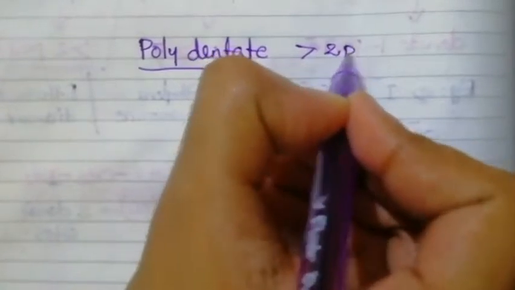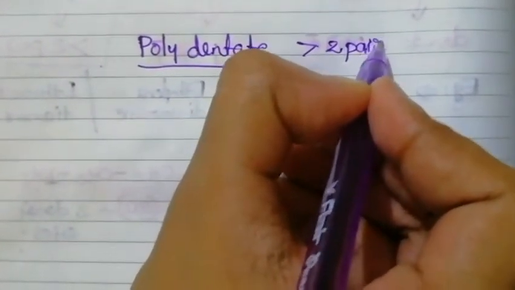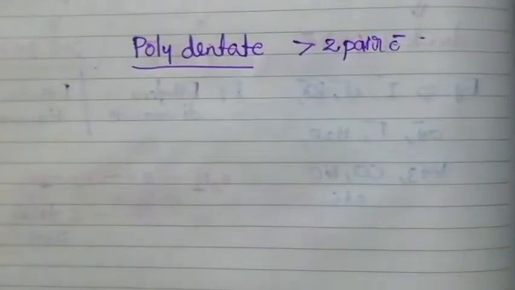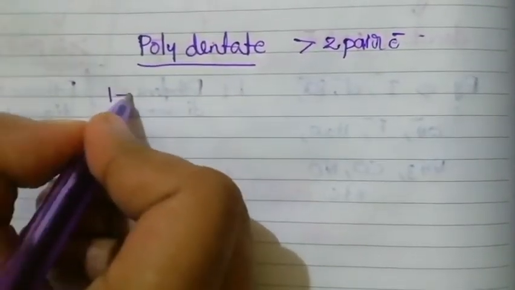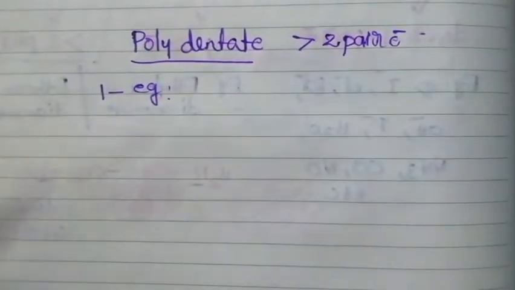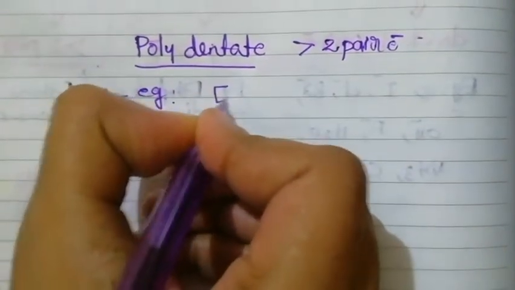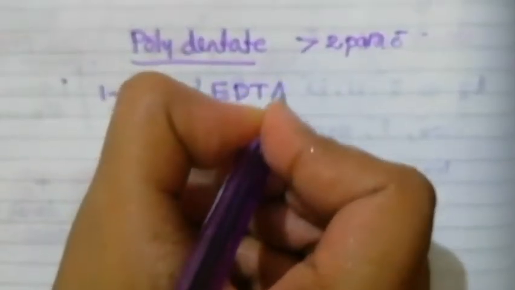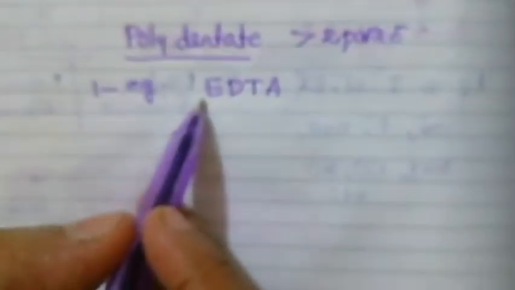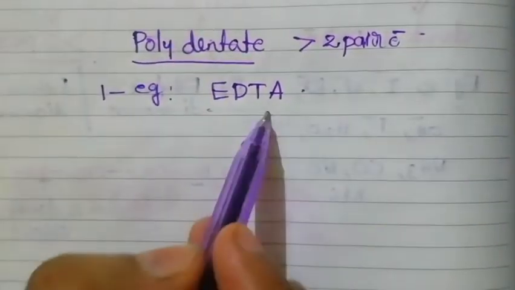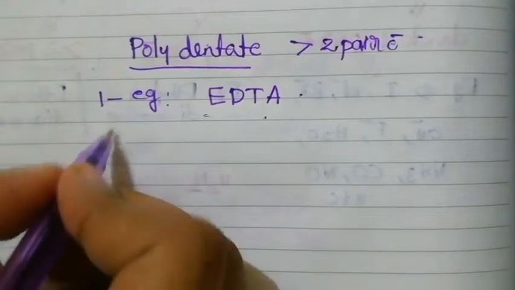Next we can discuss polydentate ligands, the third category, which donate more than 2 pairs of electrons to the central metal atom. Only one example is given in the textbook for this polydentate ligand, and that is the important one. The example of a polydentate ligand is EDTA.